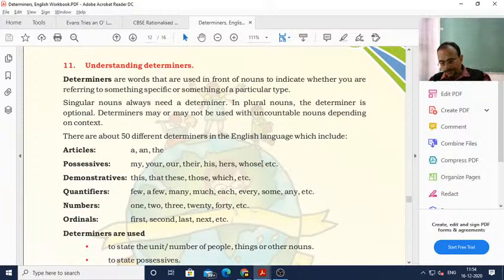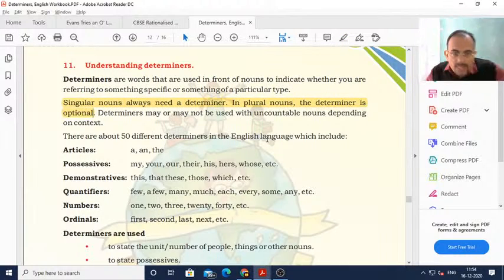Okay, so what are the characteristics of determiners? You can see here. Singular nouns always need a determiner. In plural nouns, the determiner is optional. So that is something which is very important for all of us to understand about determiners. Okay, singular nouns always need a determiner.